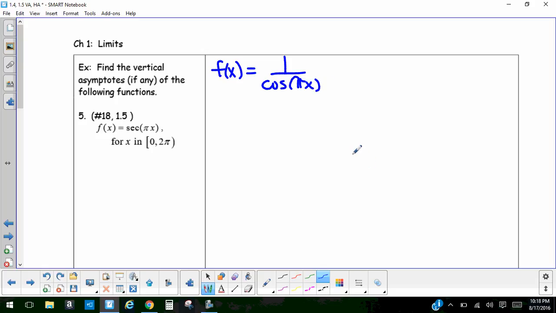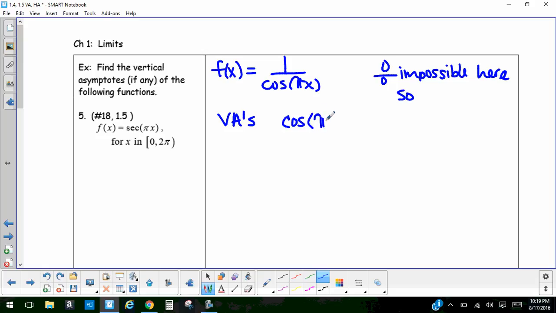I have a VA whenever I have 0 on the bottom, but I want to check that I don't have 0 over 0. It's nice to make a mental note that 0 over 0 is impossible here because you have a 1 on top. That 1 is never going to change to become a 0. So 0 over 0 is not a case we have to worry about here. So I now know that I have VAs whenever the bottom is 0. That would be whenever cosine of pi x is equal to 0.